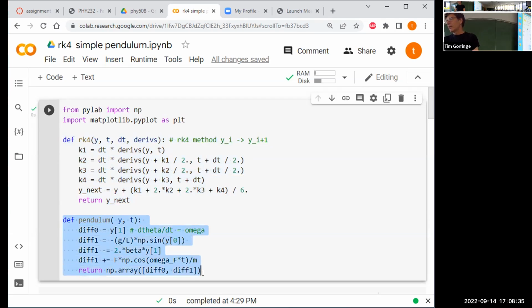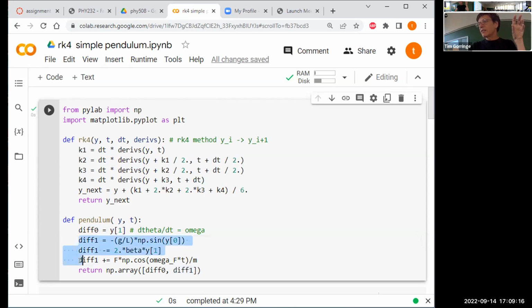This cell is the free fall ordinary differential equation function from the last class, where I've modified it to represent the damped-driven pendulum. So remember, there's two differentials in here, because now our second-order differential equation is two first-order differential equations. This first differential is just that the angular velocity is the rate of change of the angular position. So that's this piece here.